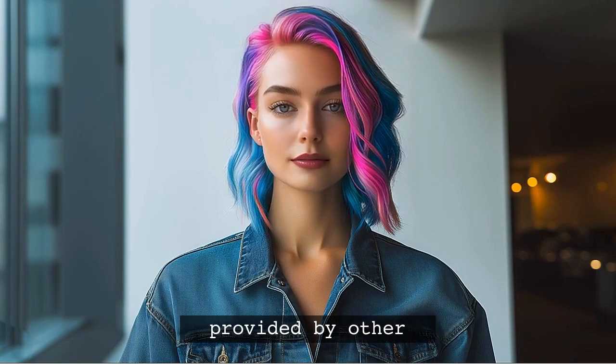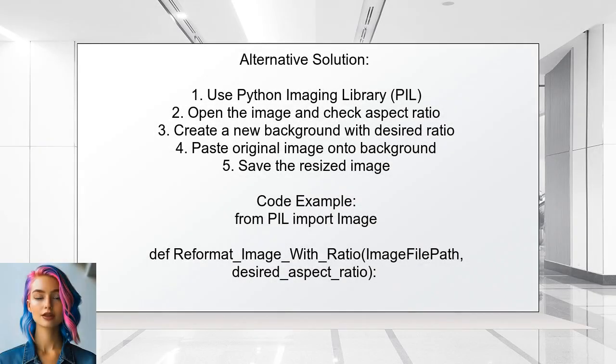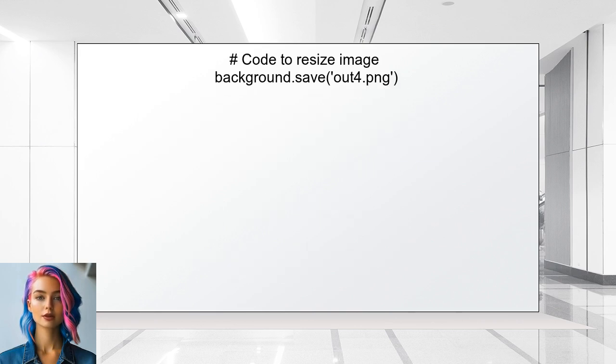Now let's look at the answers provided by other users. An alternative approach to resizing images while maintaining proportions is provided by a user. They suggest using the Python Imaging Library, or PIL, to achieve this. The user shares a code snippet that opens an image, checks its aspect ratio, and creates a new background with the desired ratio. If the image's aspect ratio doesn't match, it calculates the necessary dimensions and pastes the original image onto the new background, saving the result as a new file.